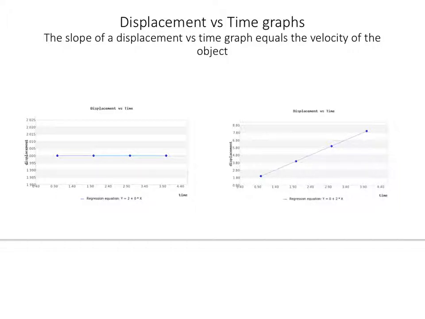Now let's take a look at this graph over here. This graph is also a displacement versus time graph, and it has a measurable slope. Okay, if we look at the points, we can see that the distance traveled during each successive time interval is equal, and that ends up giving us a straight line. The slope of this line would be equal to the velocity. Notice that slope is equal to rise over run, which in this case is change in displacement over change in time, and that is the definition of velocity, change in displacement over change in time.